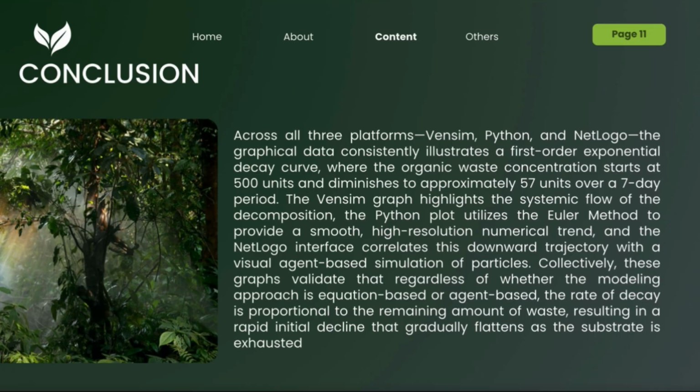So the platform-specific insight is that Vensim highlights the specific flow of the decomposition process, while Python uses the Euler method to provide a smooth, high-resolution numerical trend, and NetLogo provides a visual agent-based simulation of individual particles to correlate with the downward trajectory. So, the model validates that the rate of decay is proportional to the remaining amount of waste, which results in a rapid initial decline that gradually flattens as the waste is exhausted.